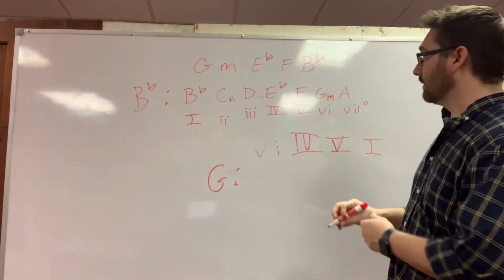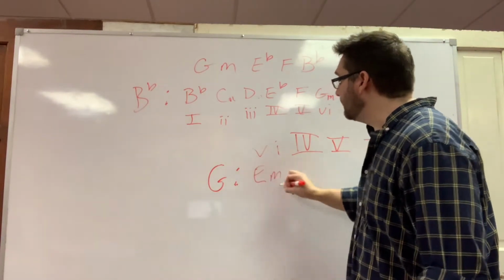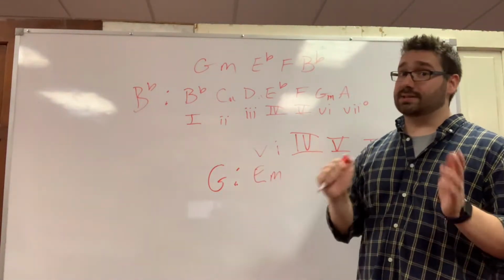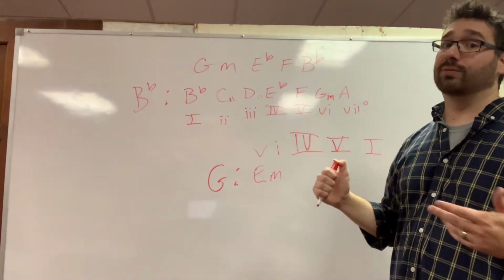In G, what are these chords? 6 is E minor. You can build up the scale if you need to do this, although perhaps you're starting to get used to which chords are your 1, 4, 5, and 6 by now.